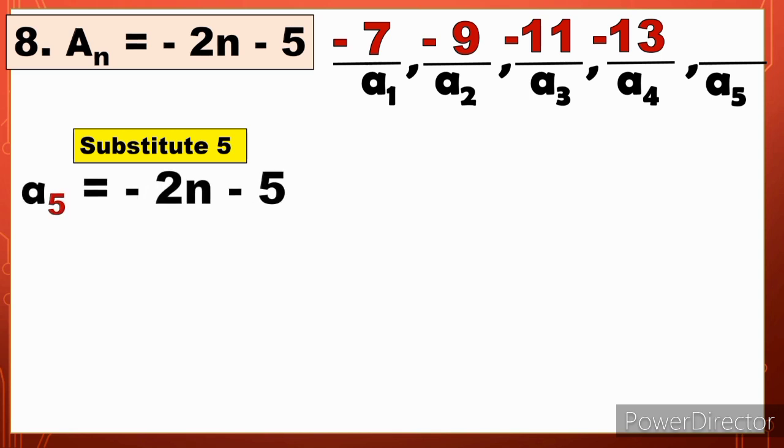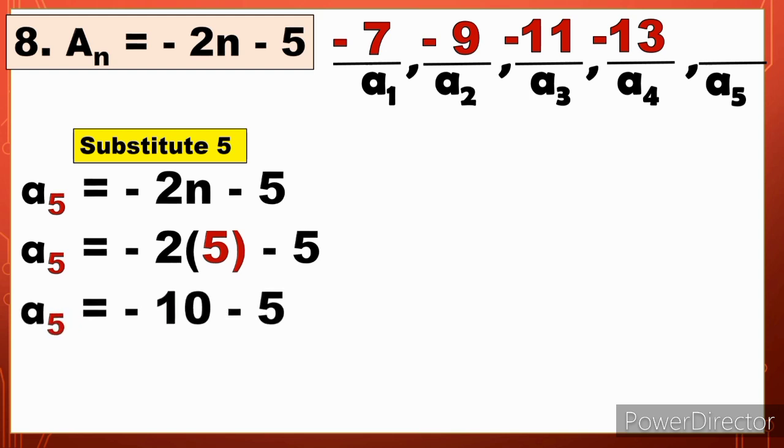And to find the fifth term or a sub 5, we substitute 5. So, a sub 5 equals negative 2n minus 5. So, substitute natin yung 5 sa n. So, it becomes a sub 5 equals negative 2 times 5 minus 5. And then simplify, negative 2 times 5 is negative 10. So it becomes a sub 5 equals negative 10 minus 5. And the answer is negative 15. So again, our fifth term is negative 15.